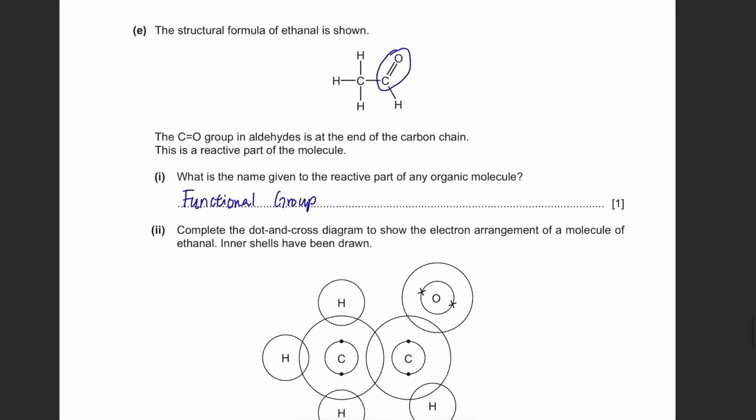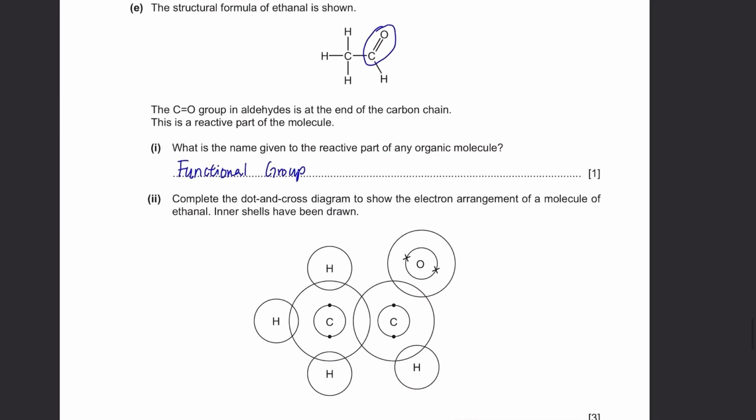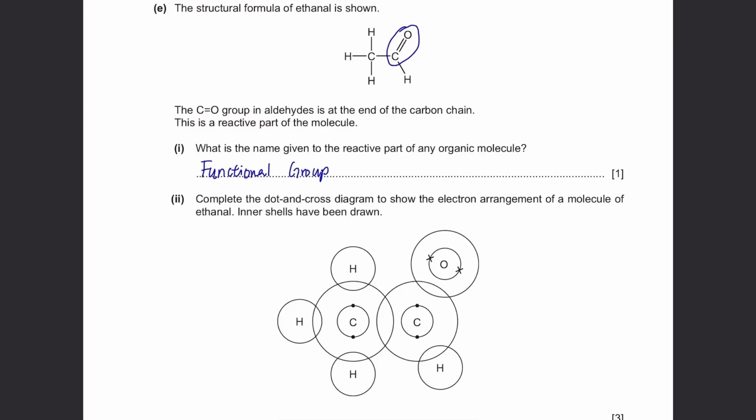Complete the dot and cross diagram to show the electron arrangement of a molecule of ethanal. Inner shells have been drawn. Okay, we can easily solve this question by referring to the structure formula. The C-H bonds here tell us that they share 1 electron each, so draw them as dot and cross bonds like this. There is also a C-C bond, meaning these two carbon atoms share one electron as well.